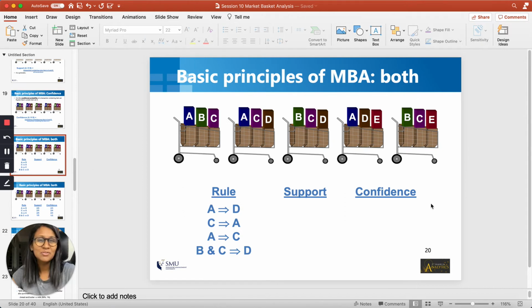So at this point you can pause the video, take some time to do the calculations based on the 5 baskets or 5 cards that are displayed on the screen, and see if you can calculate the support and the confidence correctly, and when you're ready you can proceed.